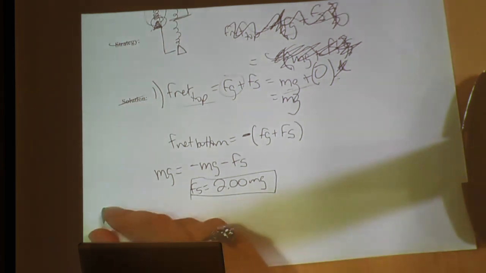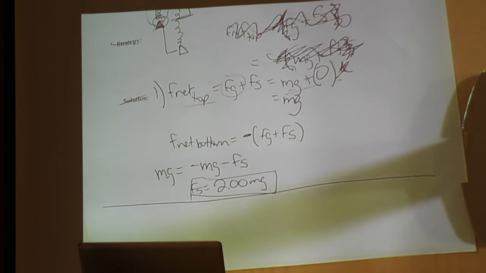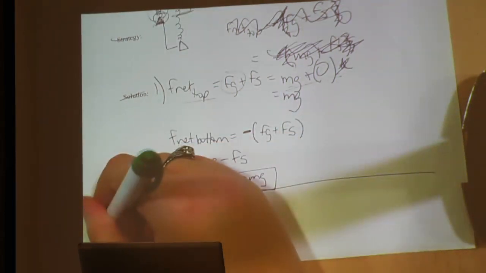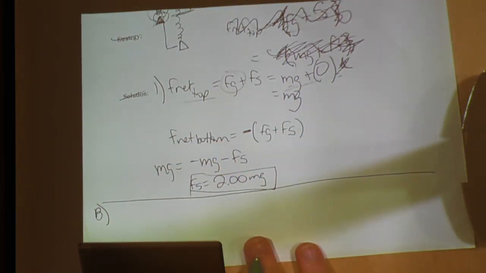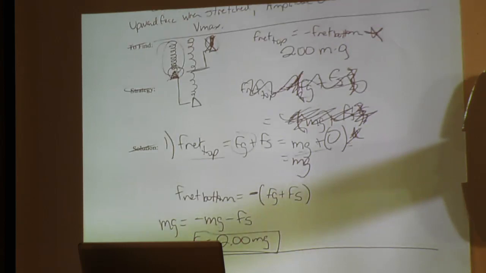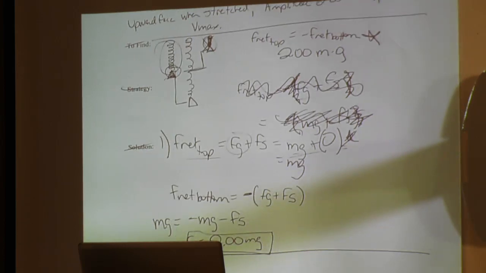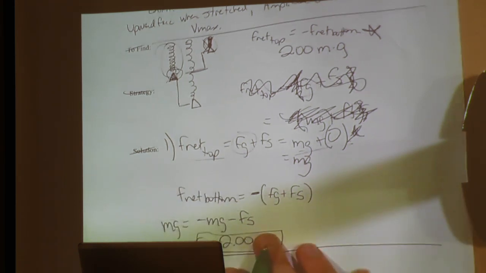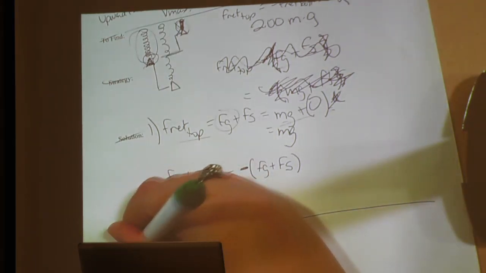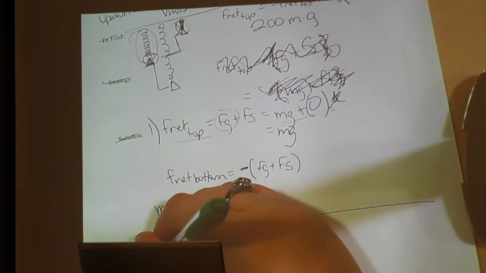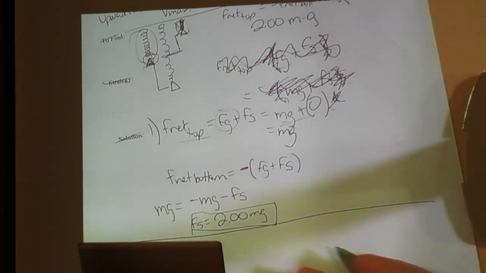Sorry. When you've been doing physics for this long, sometimes you jump around a little bit. All right, so the next part is going to be to find the amplitude. The spring has a force constant of 10 newtons per meter, and a 0.25 kilogram mass object is set in motion as described. All right, so we just found out that Fs is going to be equal to 2mg, right? So 2 times mass times gravity.